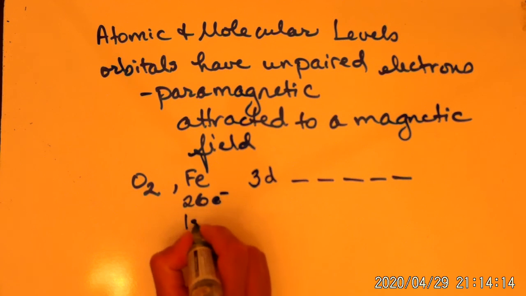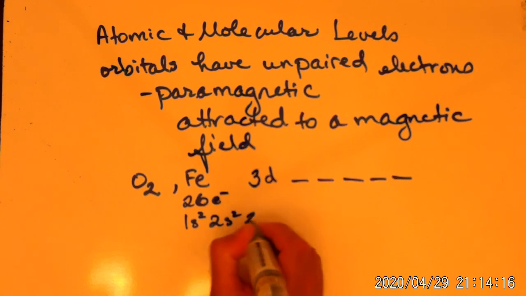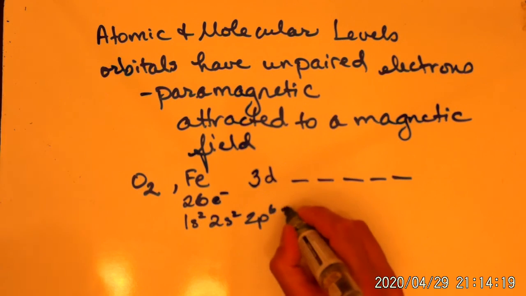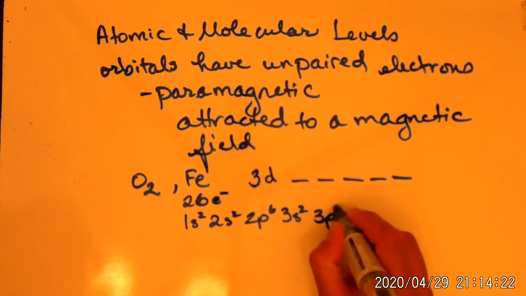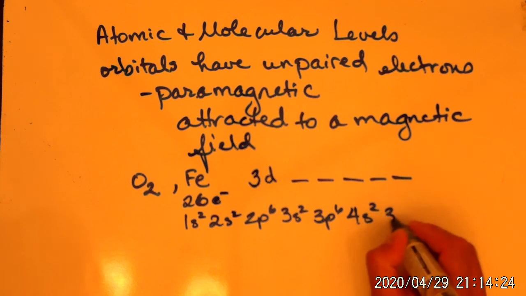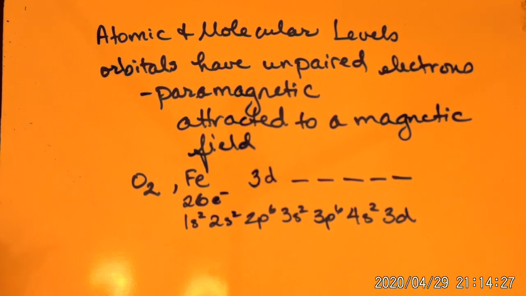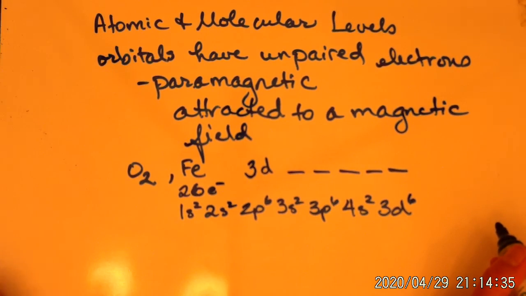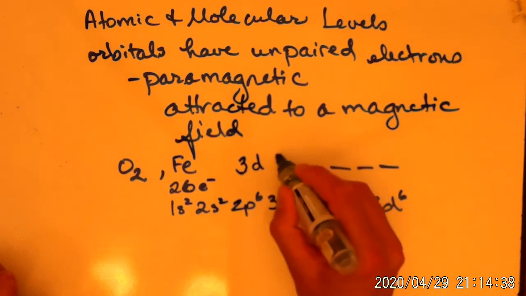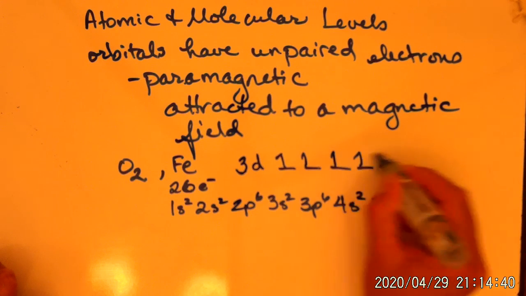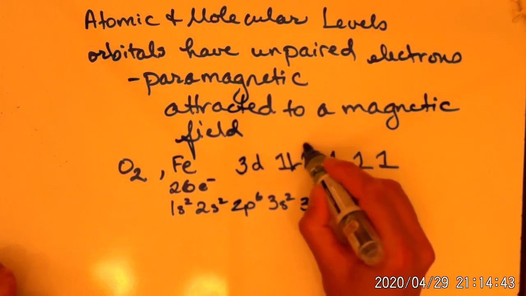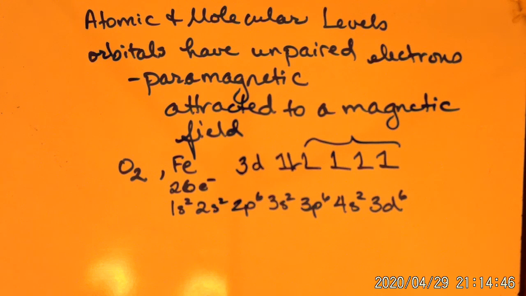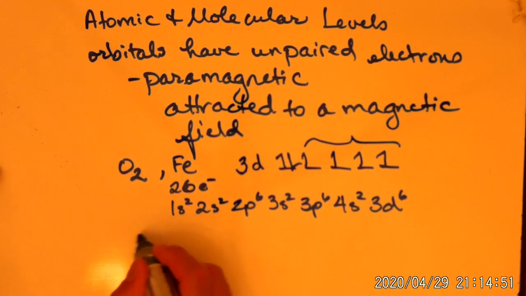And it's going to be 1s2, 2s2, 2p6, 3s2, 3p6, 4s2, and then 3d what? So 1, 2, 3, 4, 5, 6. So what we would have is 1, 2, 3, 4, 5, 6. Because iron has unpaired electrons, it is paramagnetic. Okay. Diamagnetic.